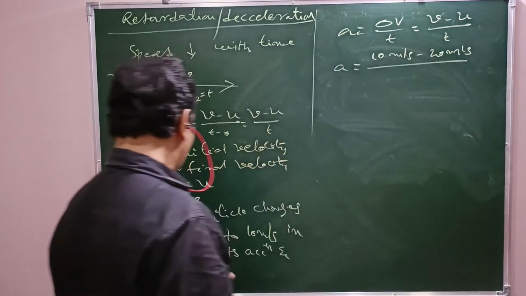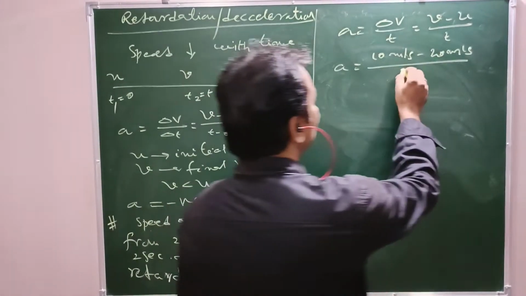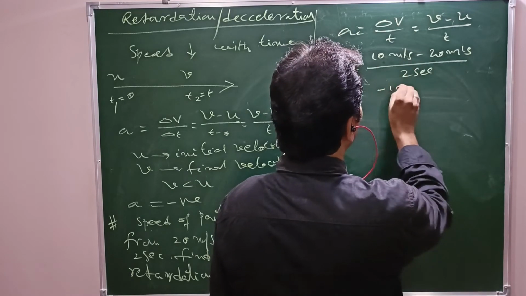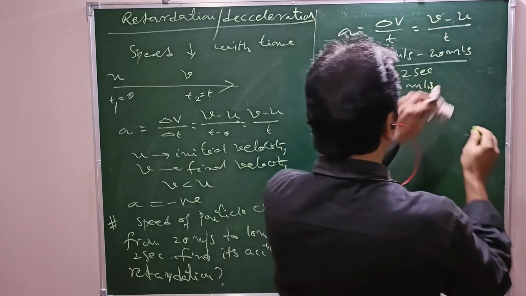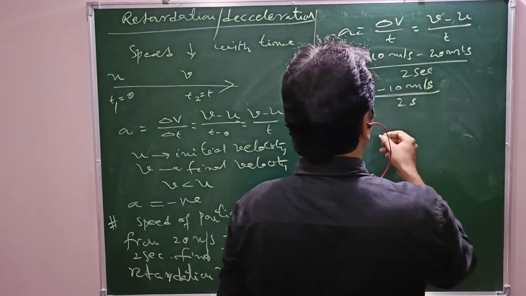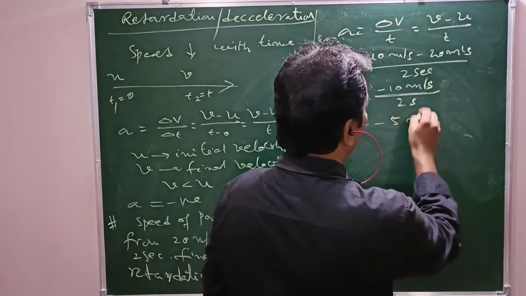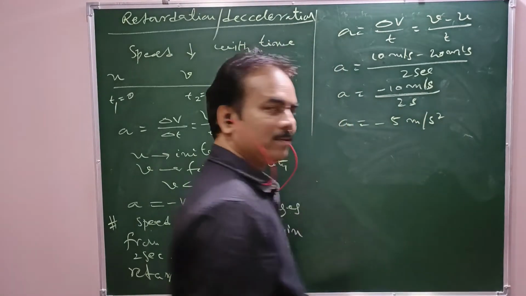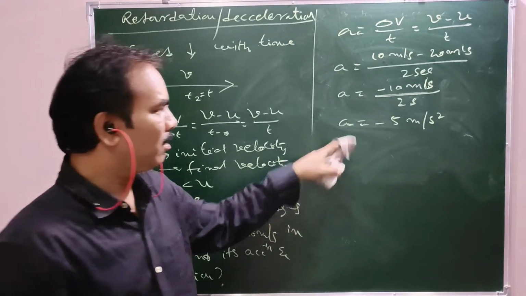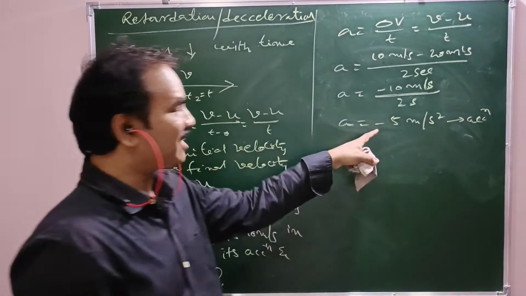Divided by time. What is the time interval to have that much of change? 2 seconds. That is A equal to 10 minus 20, which means minus 10 meter per second, divided by 2 seconds. That is minus 10 by 2, which means A equal to minus 5 meter per second square. This is the acceleration. A means acceleration. Here acceleration is negative.